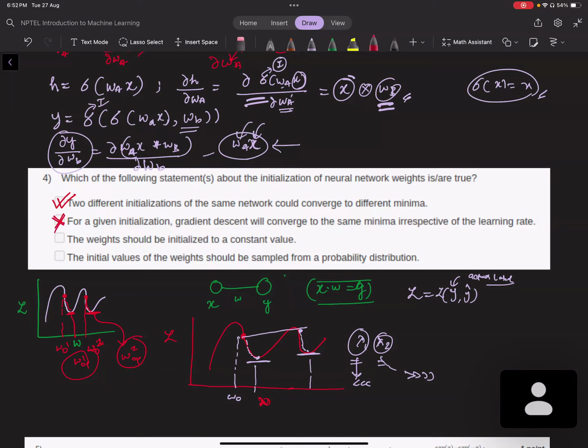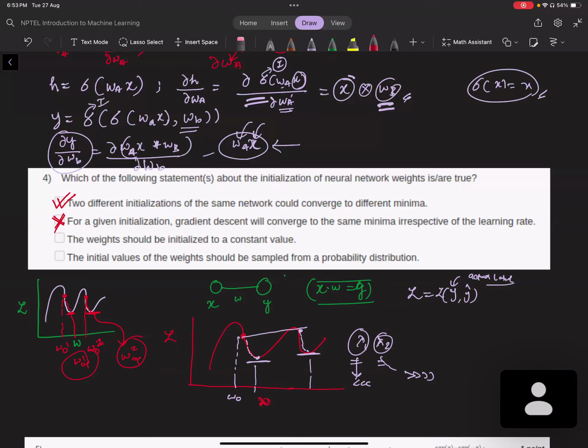Any doubt in these two options so far? Let me know in the chat, or you can speak up. B is wrong. A and D. Nope. Okay.